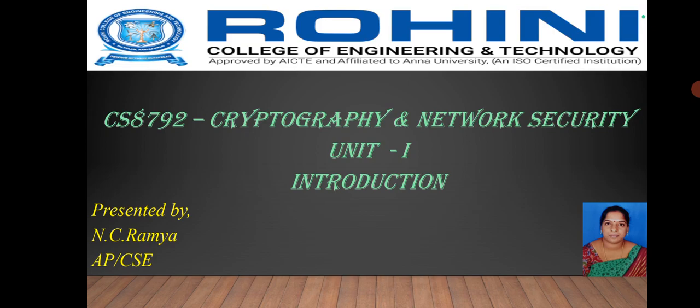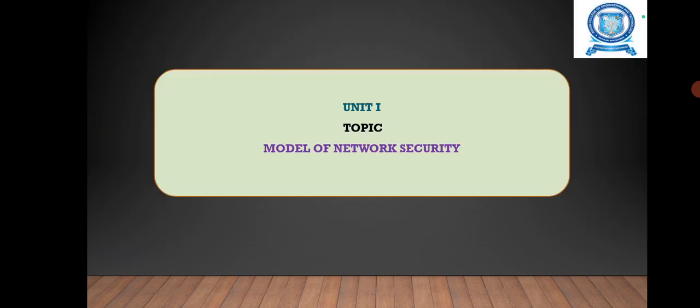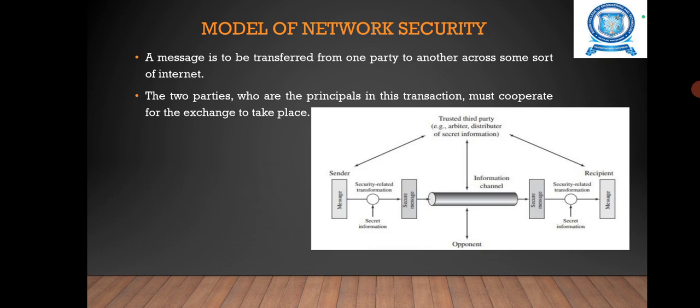Unit 1, Topic: Model of Network Security. Here a message is to be transferred from one party to another across some sort of internet. The two parties who are the principals in this transaction must cooperate for the exchange to take place. That means a logical information channel is established by defining a route through the internet from source to destination and by the cooperative use of communication protocols, for example TCP/IP, by the two principals.